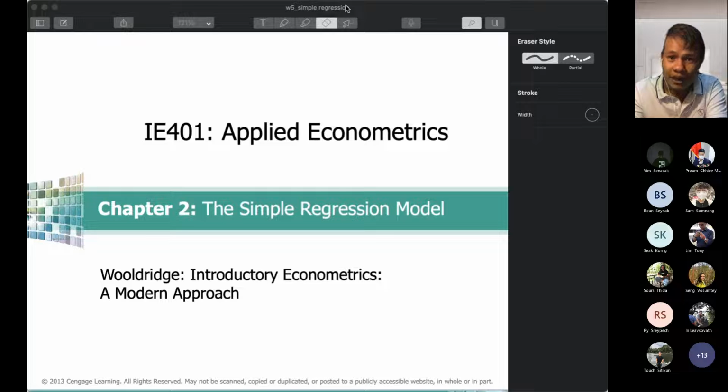Today, we're going to discuss multiple linear regressions. Why do we need multiple linear regression? We will discuss it today. But before we move on, class, do you have any questions about simple linear regressions?